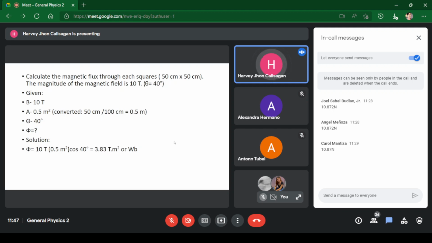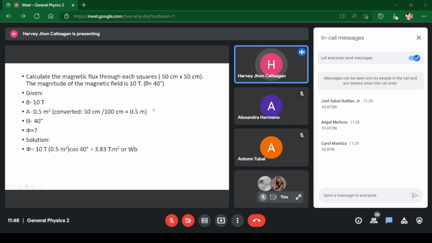we have here a sample problem set. Calculate the magnetic flux through each square if we have 50 centimeters on each side, the magnitude of the magnetic field is 10 Tesla, and the angle is at 40 degrees. So what do you think is the answer here? From the given, we have a magnetic field which is 10 Tesla, and an area of 0.5 meters squared. We just converted the 50 centimeters divided by 100 centimeters to 0.5 meter.